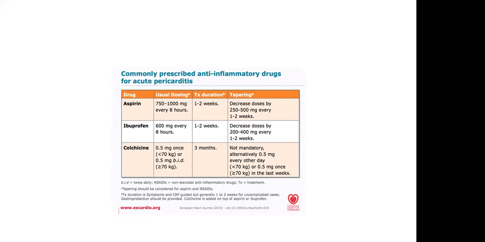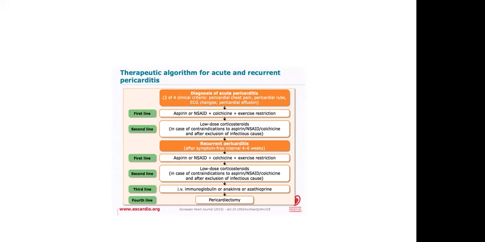Okay. So just a therapeutic algorithm for acute and recurrent pericarditis. The upper part is more for diagnosis and management of acute pericarditis. For acute pericarditis: aspirin or NSAID, colchicine, and exercise restriction for non-athletic people, but for athletic people, the restriction should be up to about 3 months. Then the second line drug, if there are contraindications to aspirin or NSAID, the patient will benefit from low dose corticosteroid. After excluding infectious disease, we can go ahead with the low dose corticosteroid.